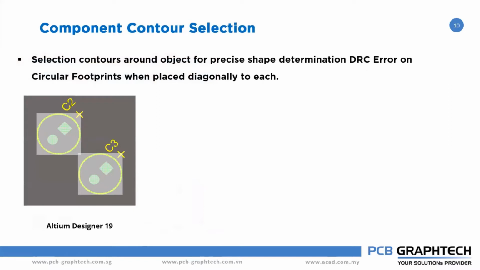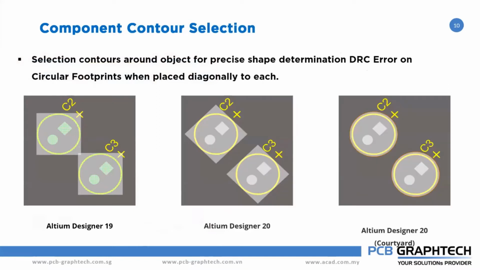If you see here, in the earlier versions, Altium Designer 19, each component has a bounding box. When we bring the components closer together, even though the components do not touch each other, the bounding boxes, when they come closer, create clearance violations, and so they occupy a lot of space. So we cannot keep them closer. This was one of the drawbacks we had in the earlier version.